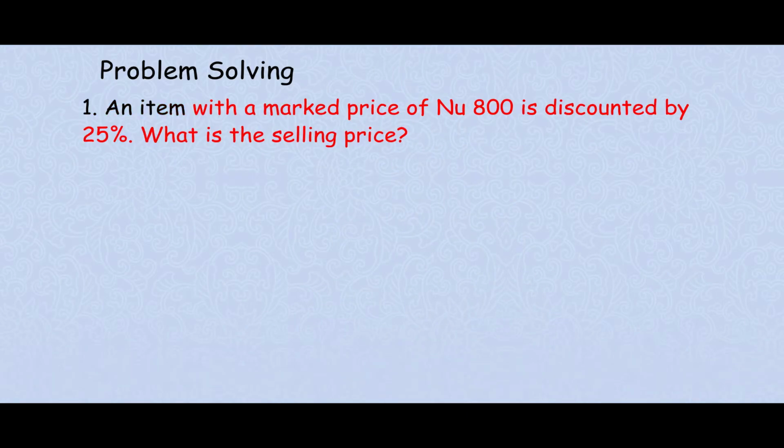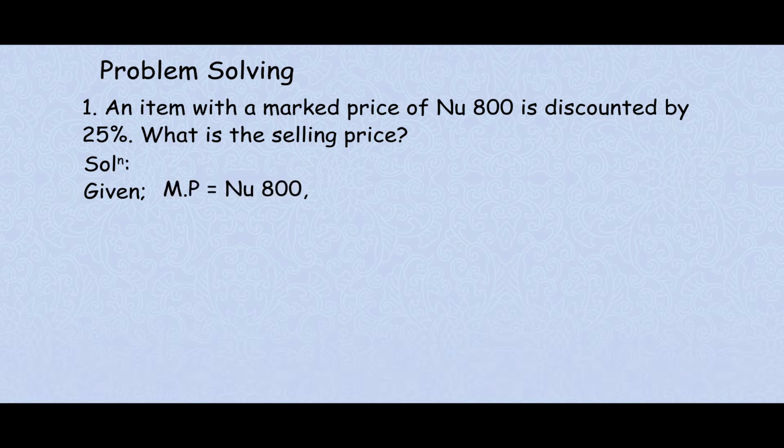An item with a marked price of Nu 800 is discounted by 25%. What is the selling price? After reading the question, you have to analyze what are the things that are given. Those given, you have to list it down. That is the first step. So given are MP, marked price, Nu 800, and the percent discount is 25%. So you have to find the selling price.